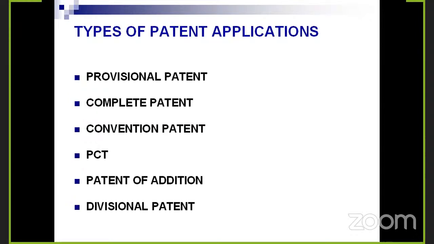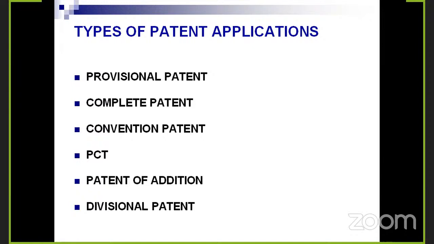Now let's also discuss what are the different types of patent applications that can be filed. The patent applications that can be filed are of two major types, I would say. One is a provisional patent application, one is a complete patent application. Now let me firstly explain provisional patent application. A provisional patent application can also be called a temporary patent application.